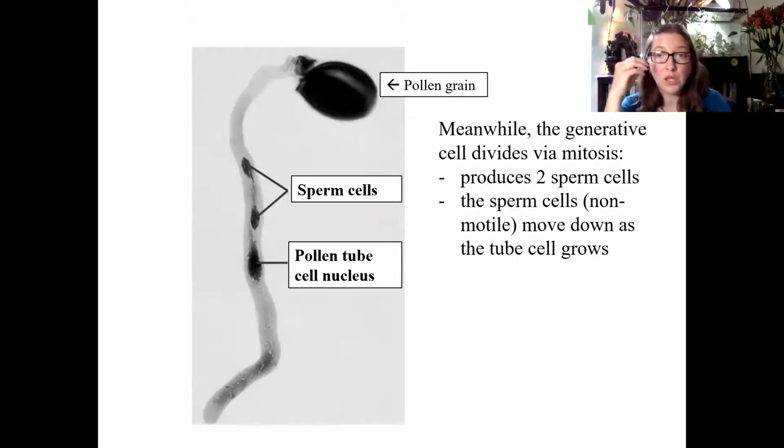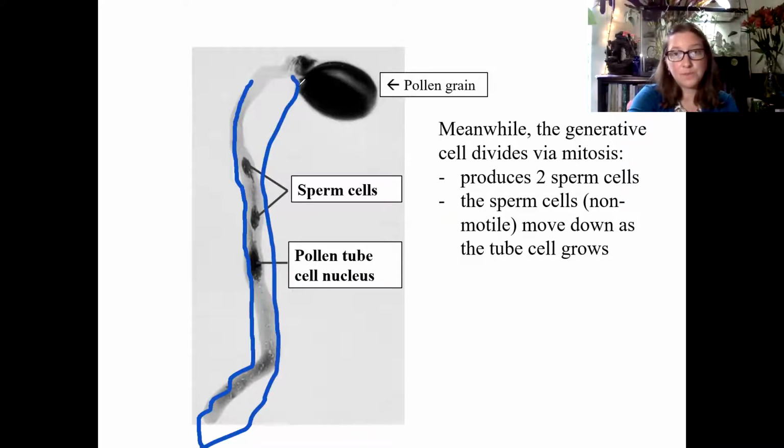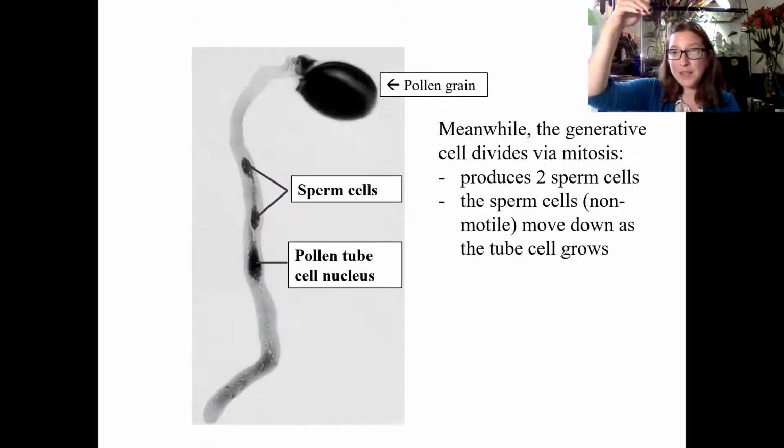Here is what one would look like under the microscope. So here's a pollen grain that has landed on top of a stigma. This is the pollen tube cell that is growing down the stigma. As the pollen tube cell is growing down the style, that generative cell is going to make those two sperm cells.